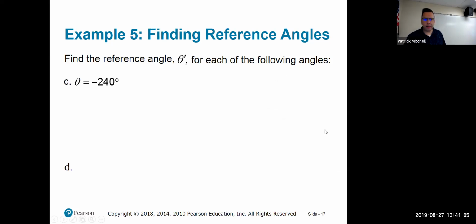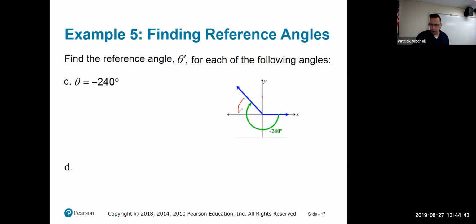All right, so now I think you're ready to try one of these. The next example is theta equals negative 240 degrees. So if you're watching the video, I'm going to ask you to pause the video, try this one, and then we'll compare notes. All right, so negative 240 degrees. Let's see how that works. Here's a picture of that angle. So you see the reference angle is right here.